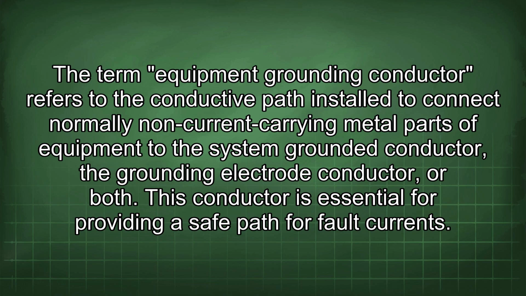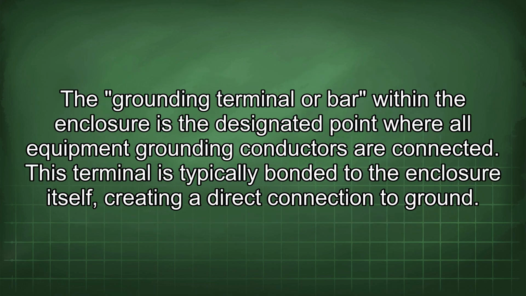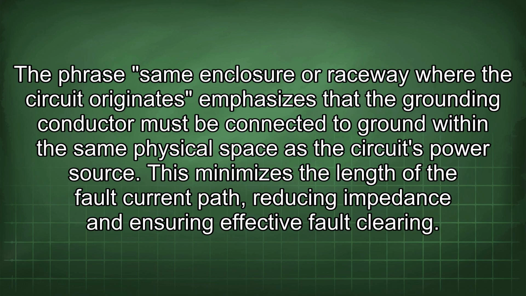This conductor is essential for providing a safe path for fault currents. The grounding terminal or bar within the enclosure is the designated point where all equipment grounding conductors are connected. This terminal is typically bonded to the enclosure itself, creating a direct connection to ground. The phrase same enclosure or raceway where the circuit originates emphasizes that the grounding conductor must be connected to ground within the same physical space as the circuit's power source. This minimizes the length of the fault current path, reducing impedance and ensuring effective fault clearing.